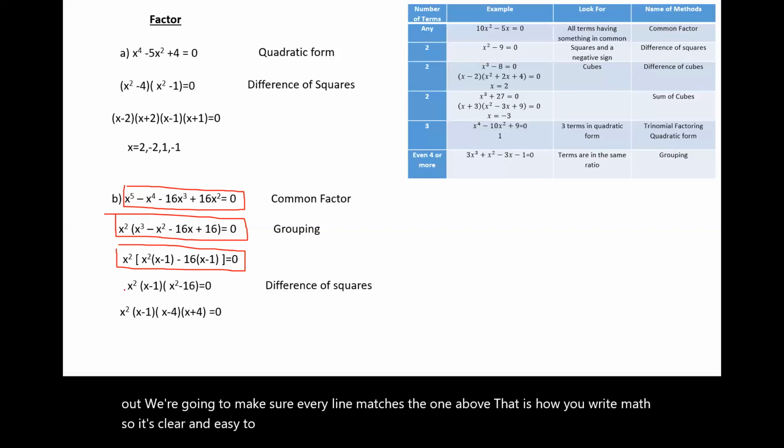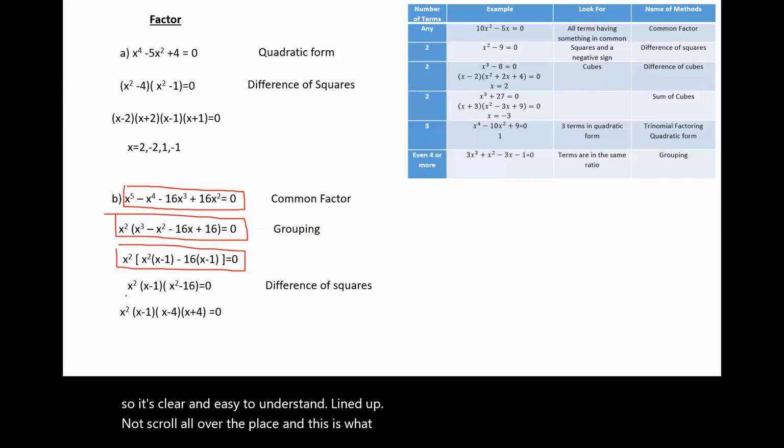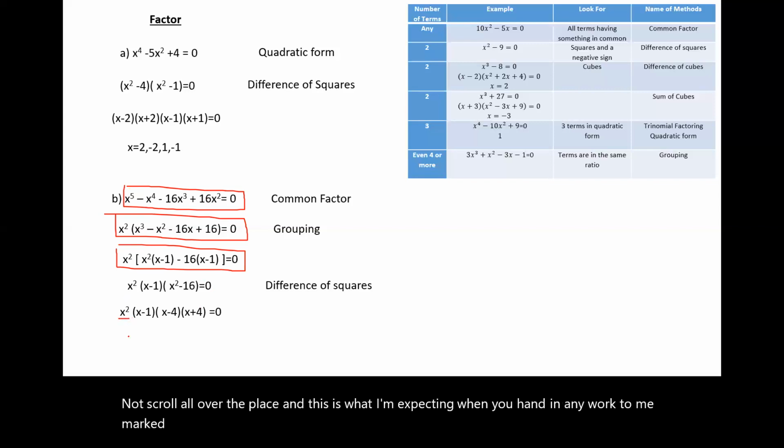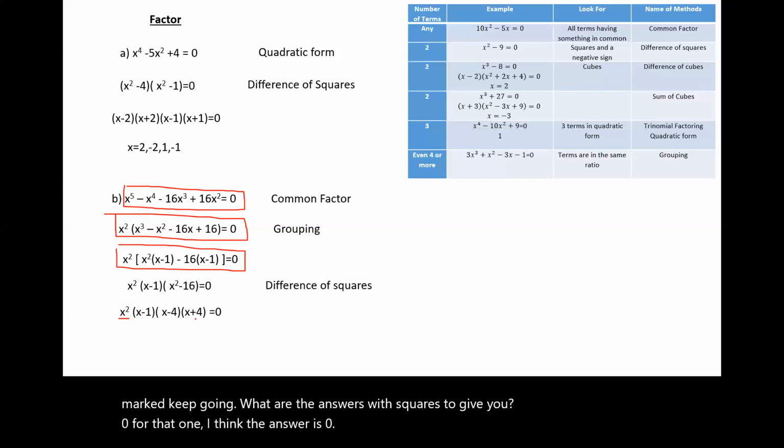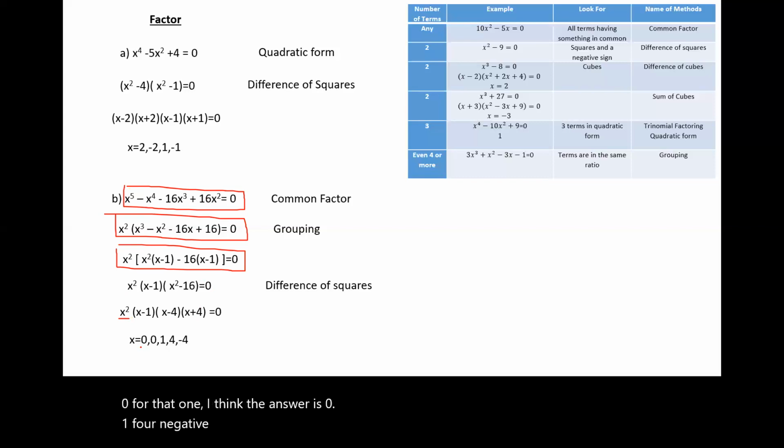Lined up, not scrawled all over the place, and this is what I'm expecting when you hand in any work to me marked. Keep going. What are the answers? What squares to give you 0 for that one? I think the answer is 0, 1, 4, -4. Now, I'm writing 0 down twice.